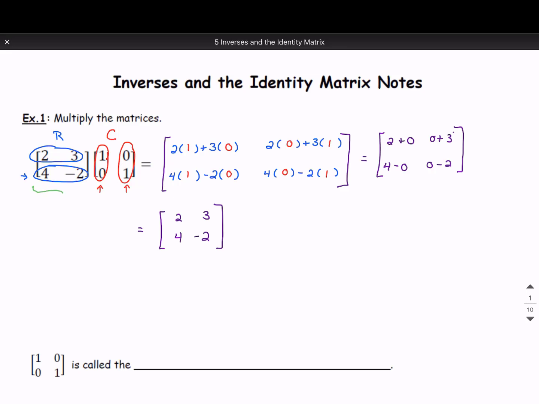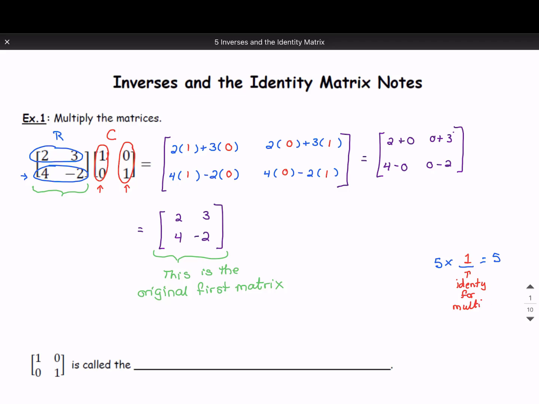That should look familiar. Doesn't that look just like that, right? This is the original first matrix. So if you think about regular arithmetic, if we had something like 5 times a number gave us the answer 5, what would that magic number be? It's 5 times 1, and that's because 1 is the identity for multiplication.